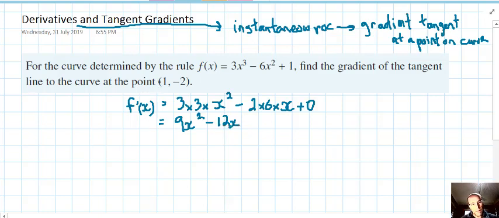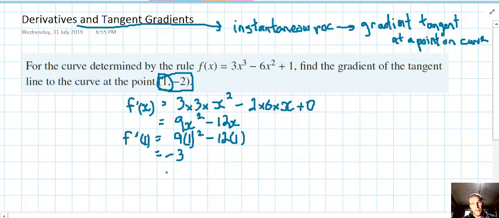Now at the point 1, -2, we have to use the x value in that point. So the coordinate 1, -2 has an x value of 1. So we're finding f dash of 1. So we substitute 1 into the derivative straight above there. So that's 9 by 1 squared minus 12 by 1. And that's 9 minus 12, which is -3. So the gradient of the tangent line at that point, without even having to draw it, without even having to sketch it, we know the gradient of the tangent at the point 1, -2 is a gradient of -3.